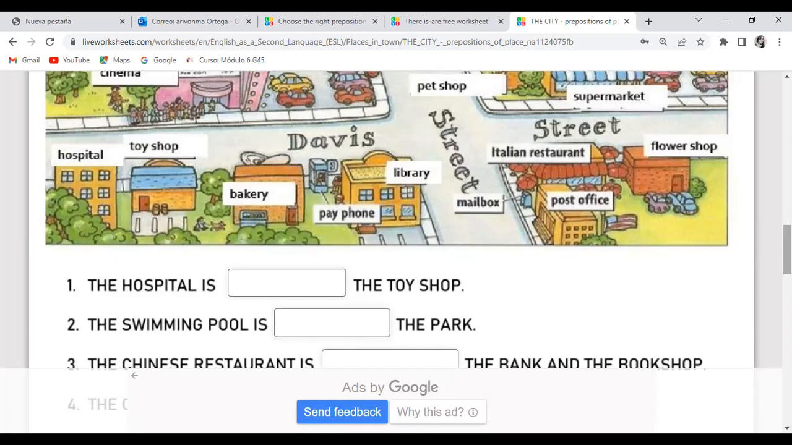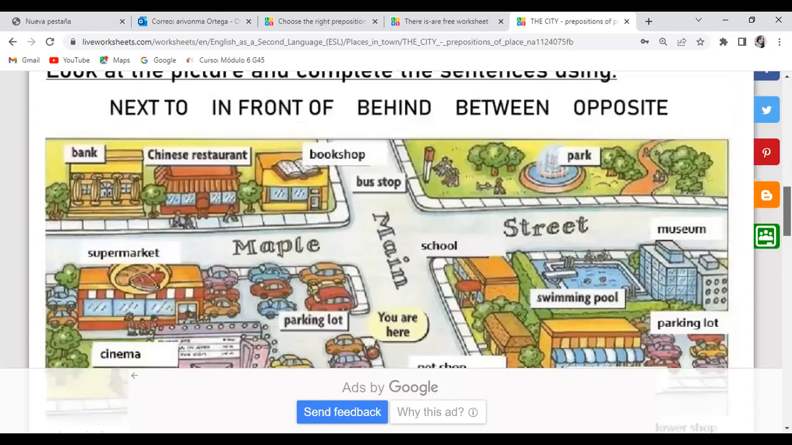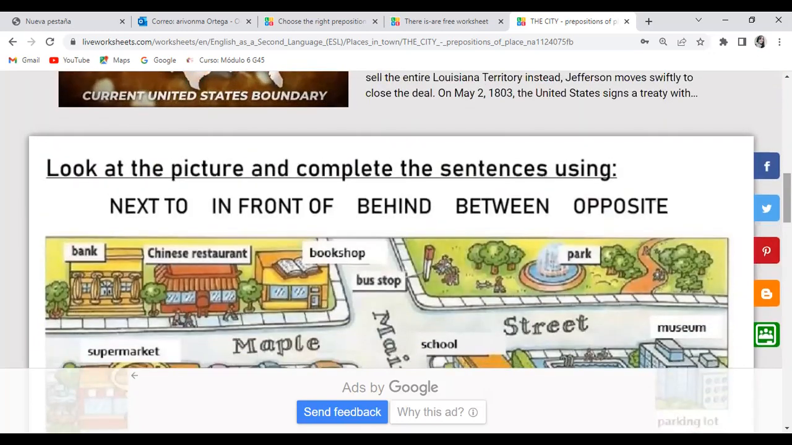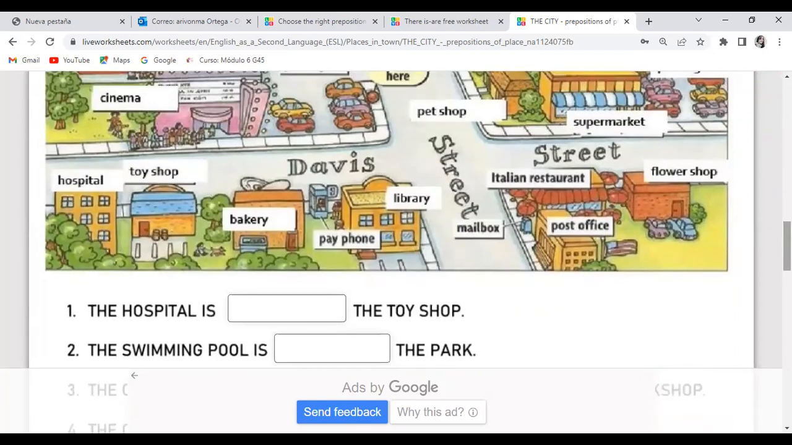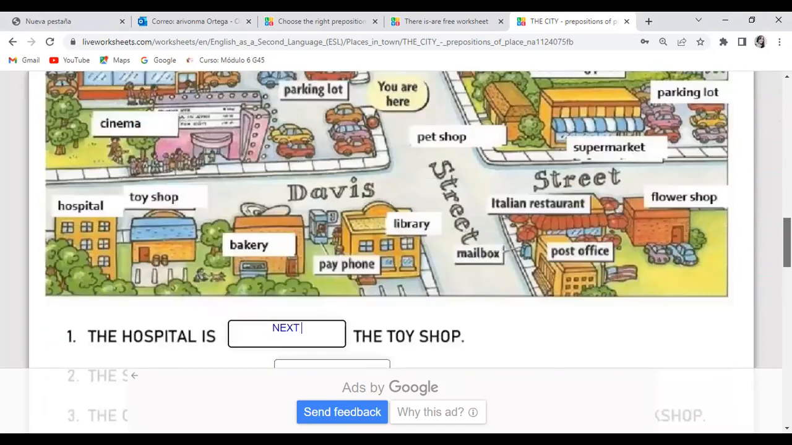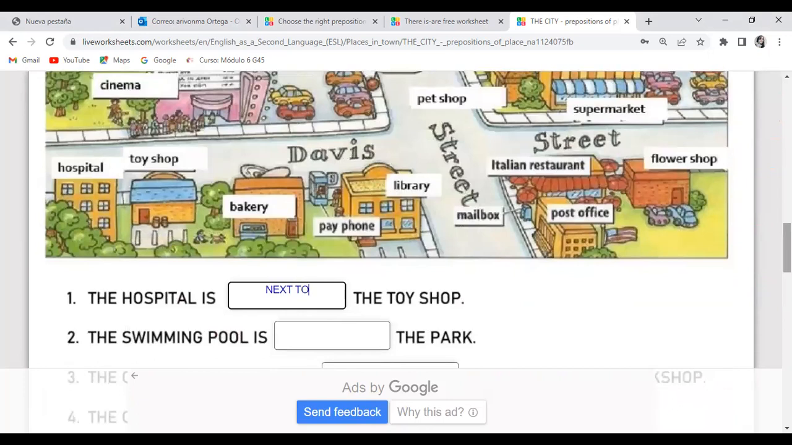So what is the preposition that you use in this case, guys? Look, next to, in front of, behind, between, or opposite. What is the preposition? The hospital is the toy shop. Any volunteers? Any volunteers who wants to participate? Let me see. Catalina says next to. Yes, Catalina, very good. It's next to. I'm going to write it in capital letters because in the instructions, they have capital letters. I'm going to use capital letters as well, okay?